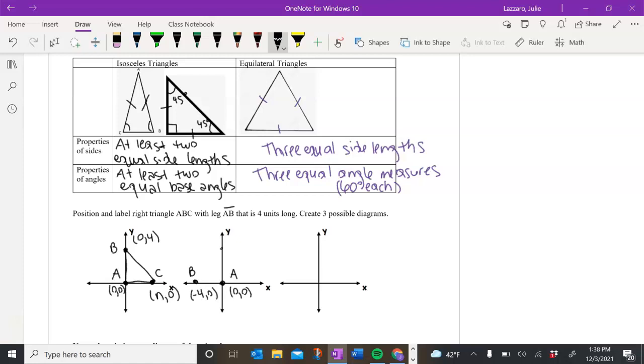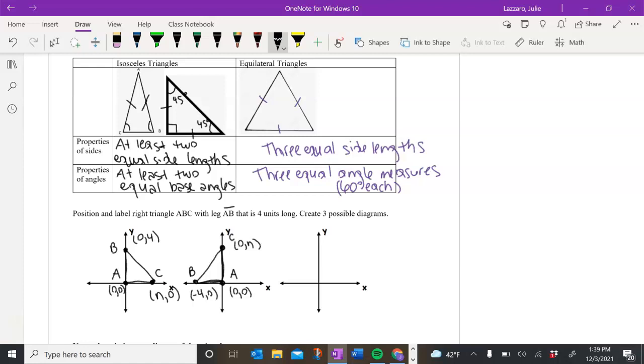And again, our issue with C. C can be wherever we want it to be. So I'm going to let C be 0, n, to indicate that the y-coordinate of C could be wherever we want it to be. So again, AB is 4 units long, B is at -4, 0, and C is up at 0, n. That n could be any number along that y-axis.